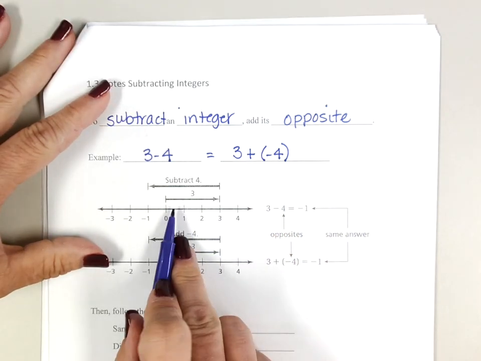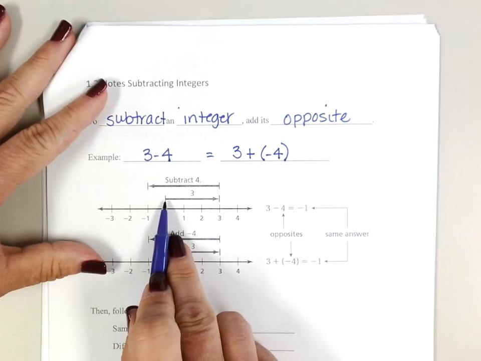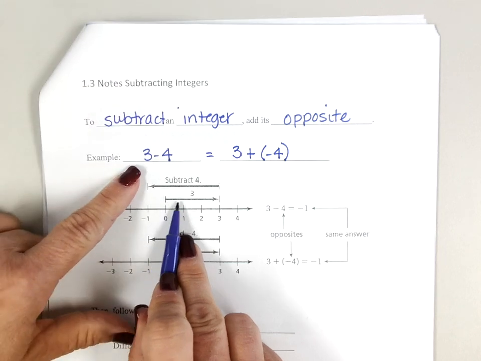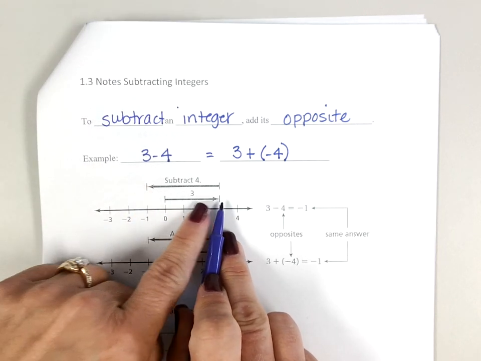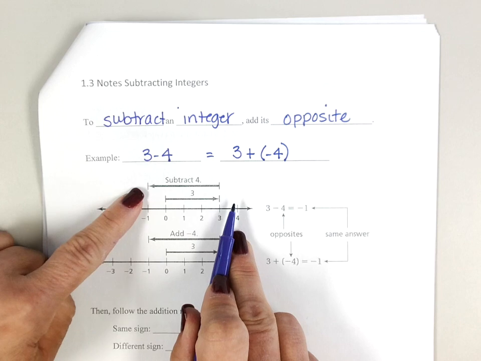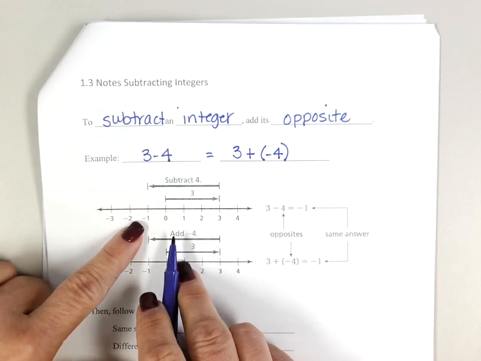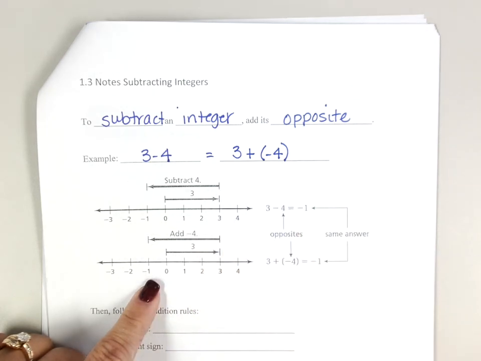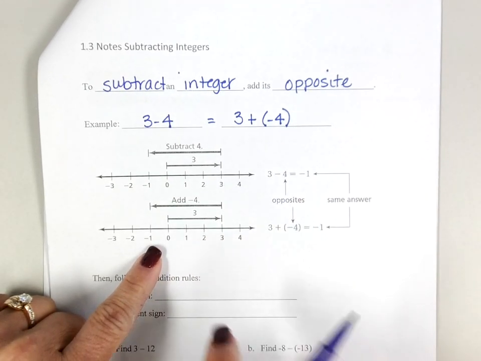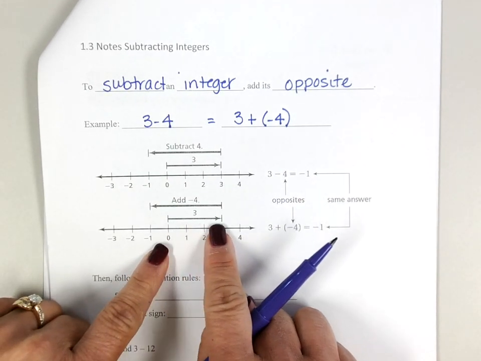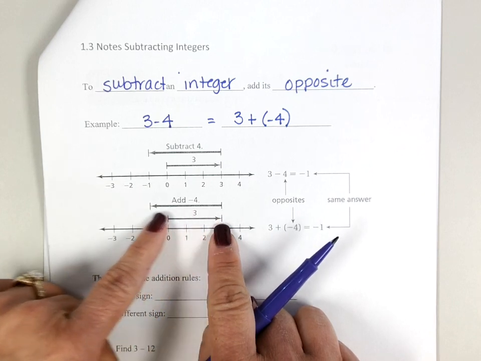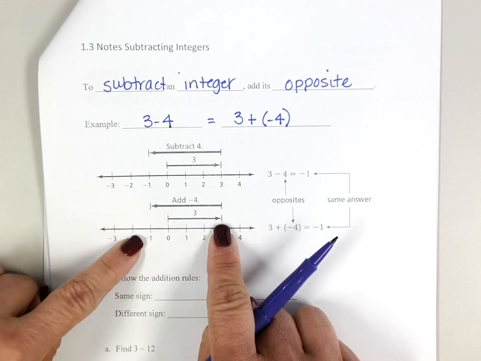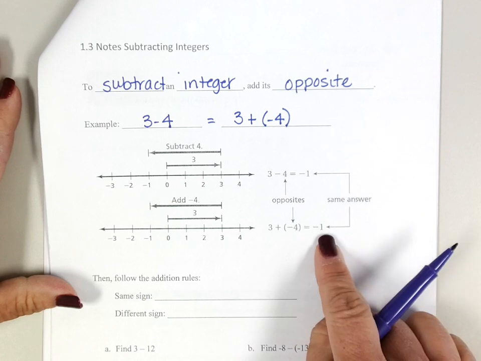So if I was doing a number line and I'm subtracting, the first number is 3, so you see they go out to 3, and taking away 4 means you go left and you end up at negative 1. If you're doing 3 plus negative 4, you'll see that starting at 0, you go 3, while a negative 4 goes left just like a minus 4 does, and you both end up at the same answer.